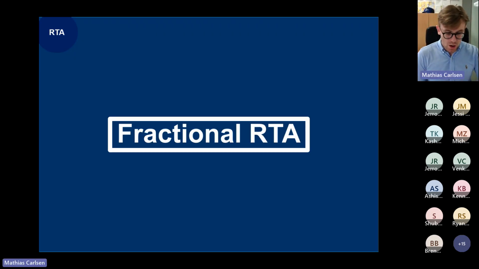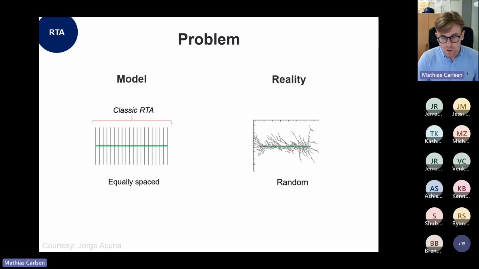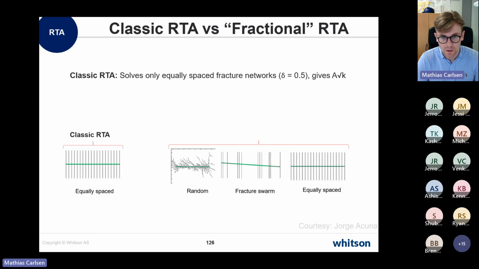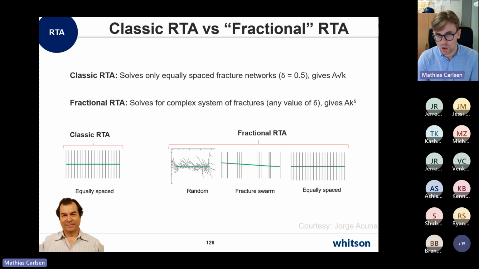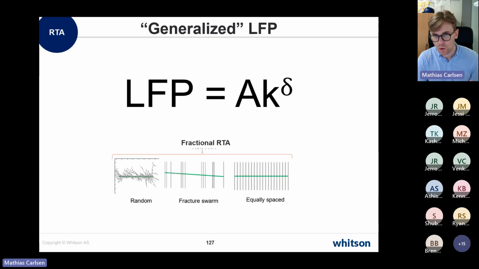So on the fractional RTA side, a little bit more detail there. Again, we've talked about the problem that has been addressed, that we're trying to account for more complex fractures. We've already talked about the difference in terms of what you're trying to resolve. Basically, fractional RTA gives you A√k to the delta. That's what we call the modified or generalized LFP parameter. It's just a little bit more flexible, if you like, and it tries to account for all this complexity.